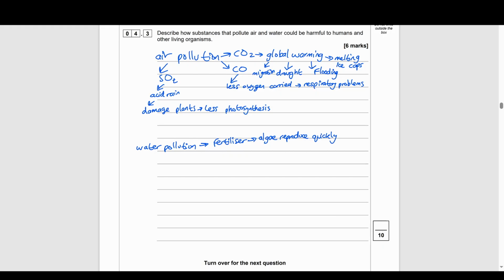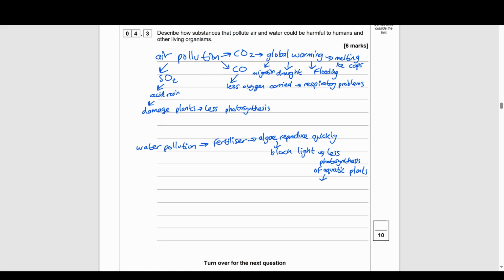And what does this algae reproducing do? It blocks the light from entering that area of water, so that leads to less photosynthesis of any plants that are in the water. And then the consequence of that now is these plants are going to die.